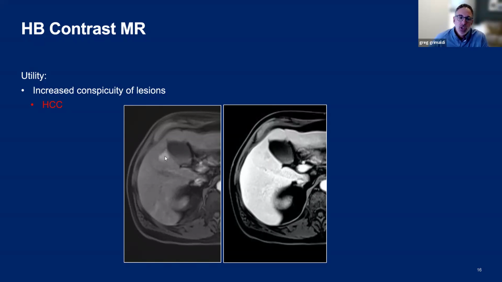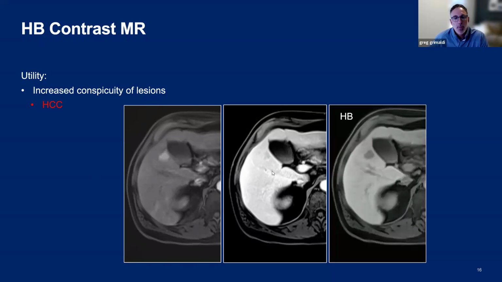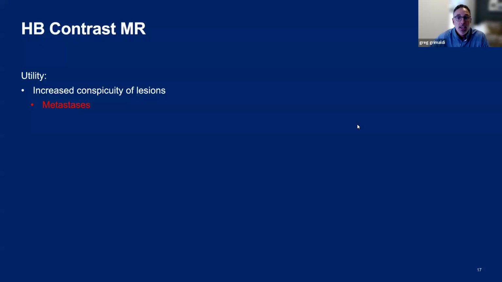So we can see that this lesion enhances, and then over time at portal venous and delay, it becomes dark compared to the background liver. And this is the characteristic imaging appearance of HCC. But now we look at the hepatobiliary phase where the liver takes up all that agent at 20 minutes. We can see that that lesion doesn't have functioning hepatocytes, and so it's dark. So again, this helps us with conspicuity of lesions. It helps us for HCC. It really helps us for metastases.